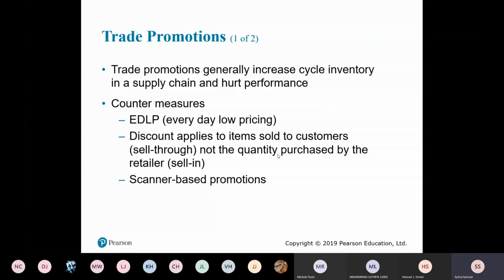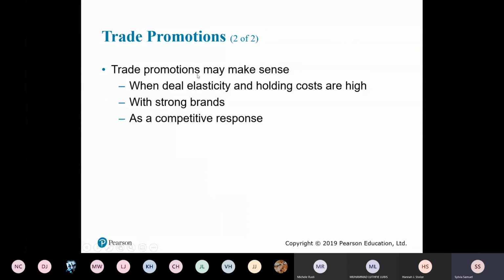They determine the discount. And then scanner-based promotion. Yes, nowadays promotions are scanner-based. Trade promotion maybe makes sense when dealing with elasticity and when holding costs are high, and with strong brands. If you study brand management, there are certain strong brands and there are home brands. Home brands normally have lower prices compared to premium brands. Like sugar: at Carrefour or Transmart, they have their own home brand sugar labeled Transmart or Carrefour, but for premium sugar like Gulaku, of course the price costs more. We need to look at strong brands, and then competitive response.